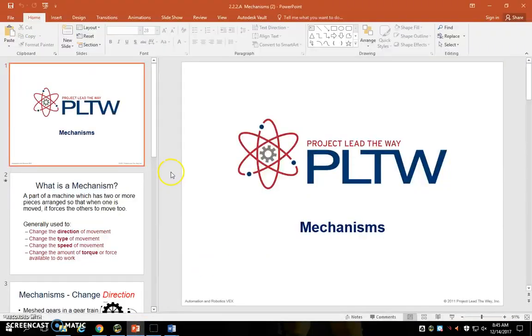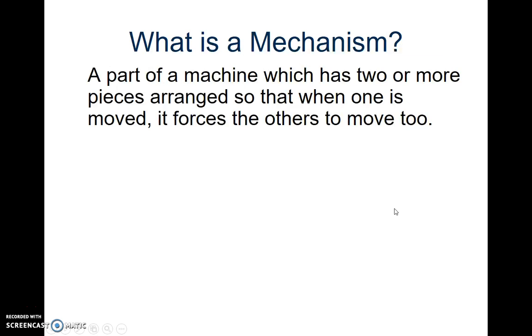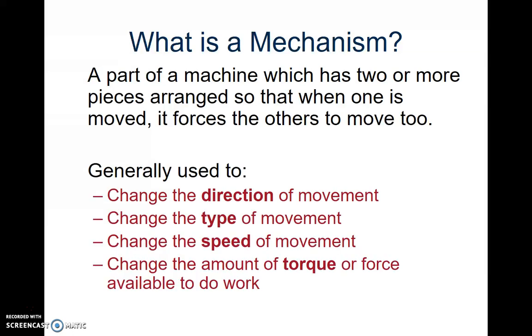Okay, so let's dive into it. What is the technical definition for a mechanism? It is a part of a machine which has two or more pieces arranged so that when one is moved, it forces the others to move too. And this can do a variety of things.